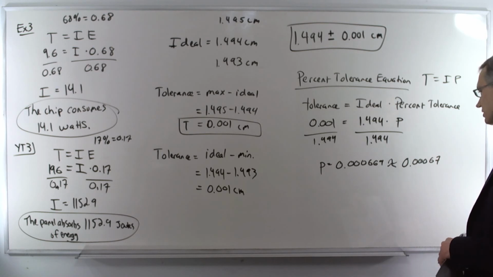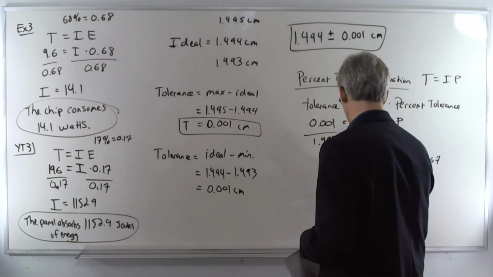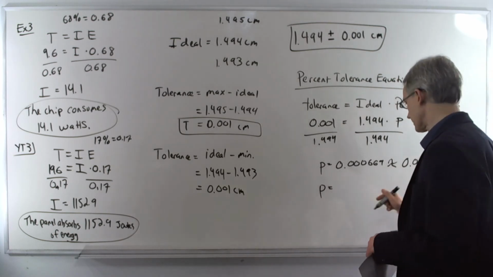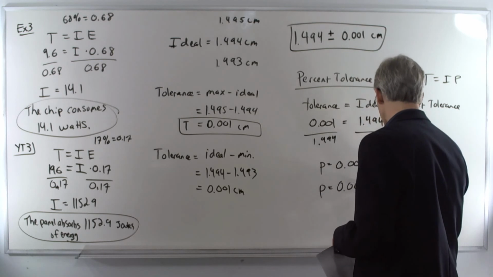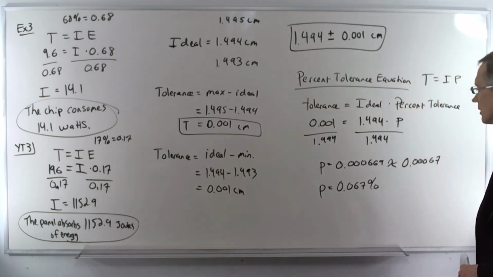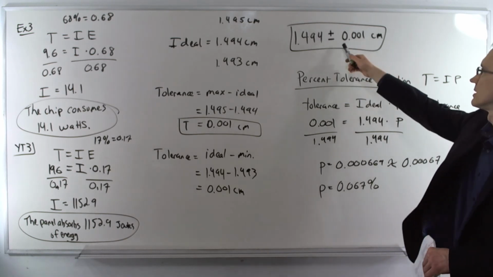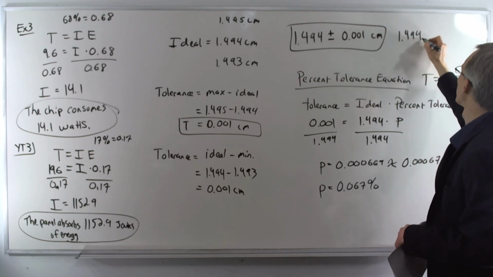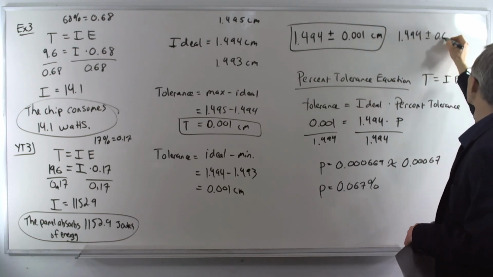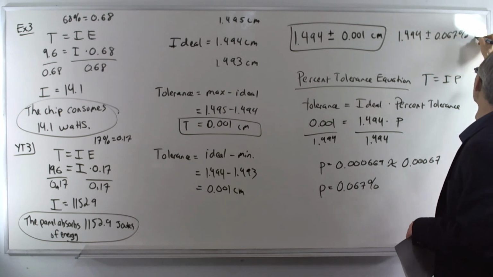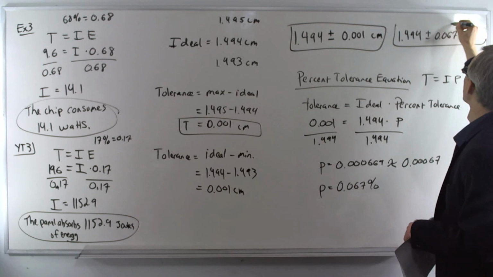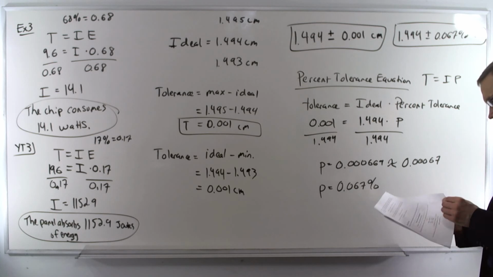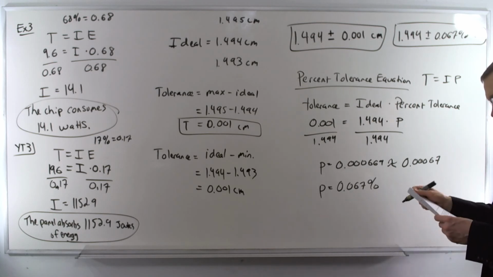And finally, we're going to convert this to a percentage. So we'll take this decimal, move it 2 to the right, and we get 0.067%. So that means we can write something that looks like this, but with a percent here instead. So I'll write it as 1.494 plus or minus 0.067%, and units are still centimeters. All right, so that's converting from a tolerance to a percent tolerance.